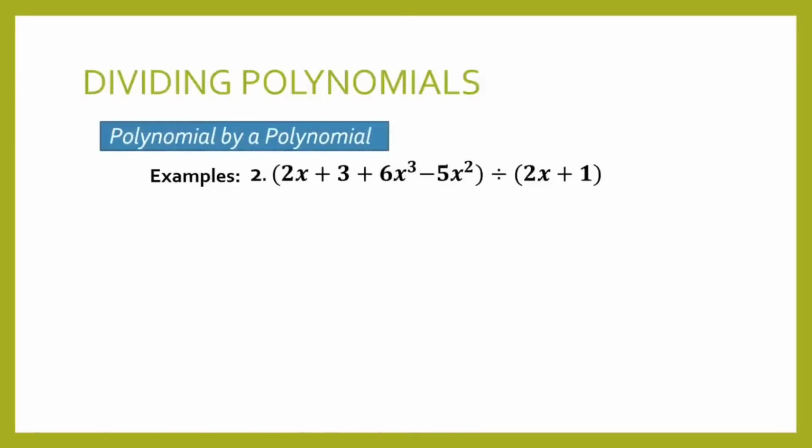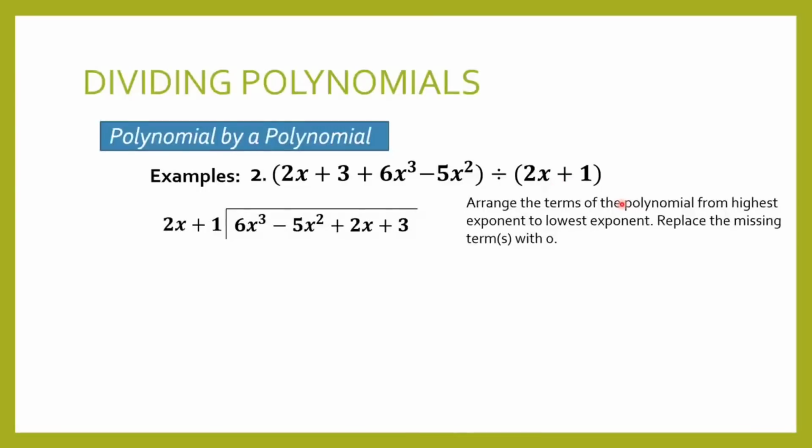For example number 2, we are going to divide the quantity 2x plus 3 plus 6x cubed minus 5x squared divided by the quantity 2x plus 1. Again, we use the long division method, but we make sure that the terms are arranged from highest to lowest. So we put the first term as 6x cubed, since its degree is 3, followed by negative 5x squared, then 2x, and then the constant 3.